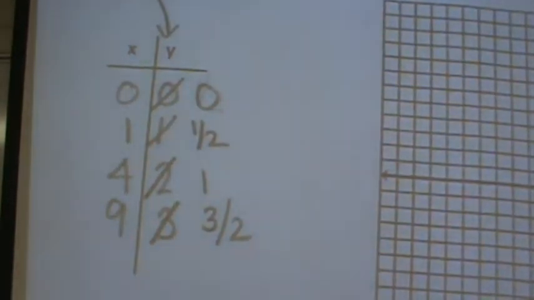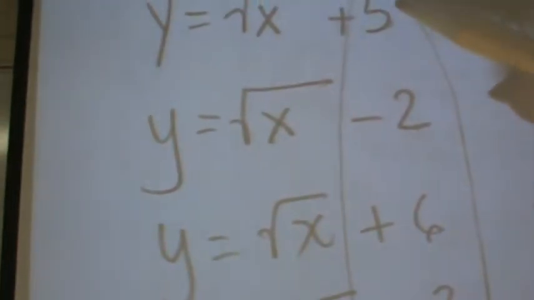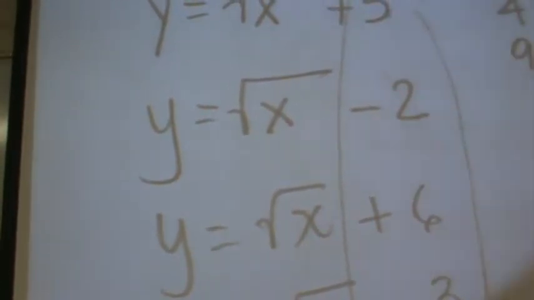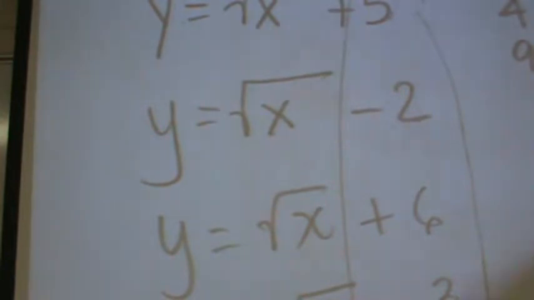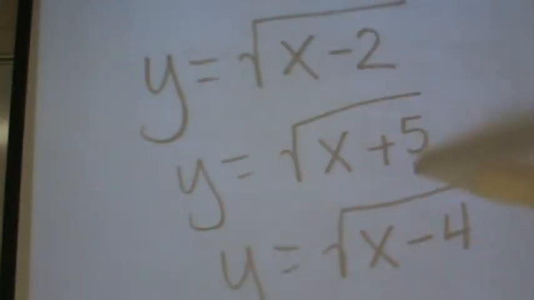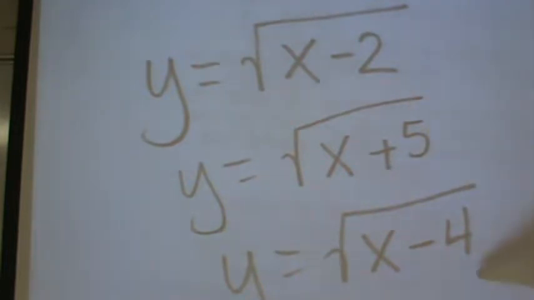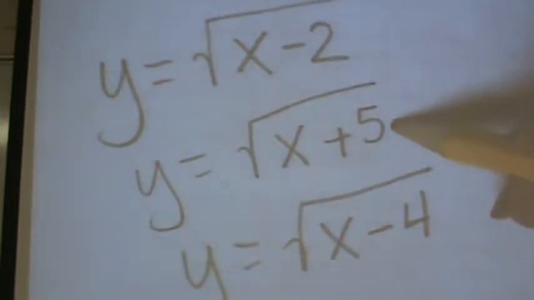So, let's put it all together. What did the number outside here do? We added or subtracted that number to the y value. What did the number inside do? We added the opposite to the x value. So this one you'd add 2 to the x value. Subtract 5 from the x. Add 4. A number in front multiplied the y value.